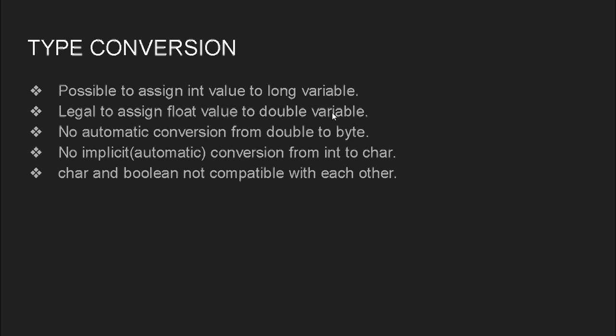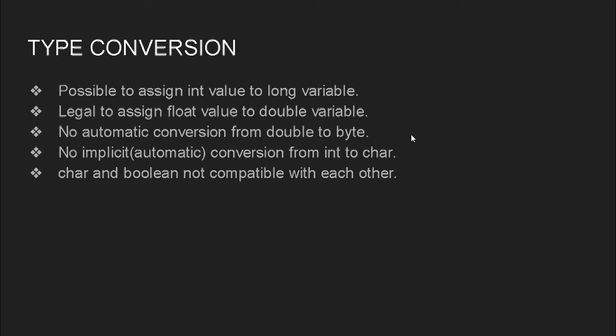Same concept here: float has 32 bits, double has 64 bits. So if you're trying to store 32-bit data in 64-bit, it is not going to throw any error. Now here, this is the most important statement: no automatic conversion from double to byte. Now why is this not allowed? If you remember, double is 64 bits, and byte is 8 bits only. That is why automatic conversion does not exist. The compiler doesn't know how to convert double to byte, so it is not going to allow you to do that.